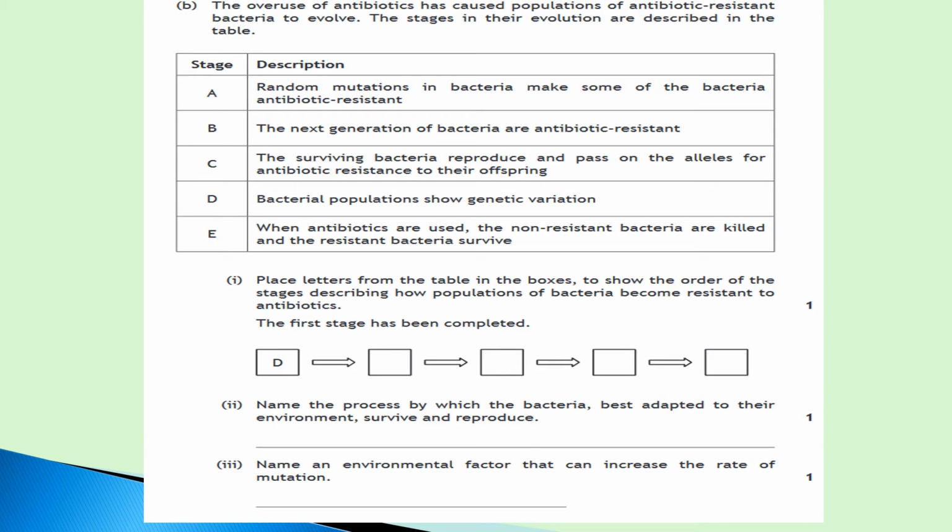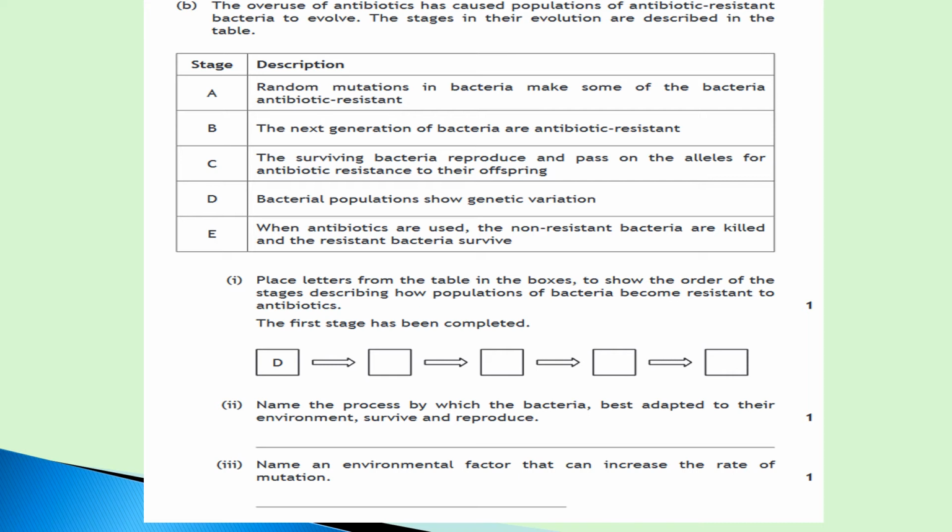Now let's review your knowledge so far. So let's see if we can answer this SQA question, which says the overuse of antibiotics has caused populations of antibiotic-resistant bacteria to evolve. The stages in their evolution are described in the table. So we've got A, random mutations in bacteria make some of the bacteria antibiotic resistant. B, the next generation of bacteria are antibiotic resistant. C, the surviving bacteria reproduce and pass on the alleles for antibiotic resistance to their offspring.